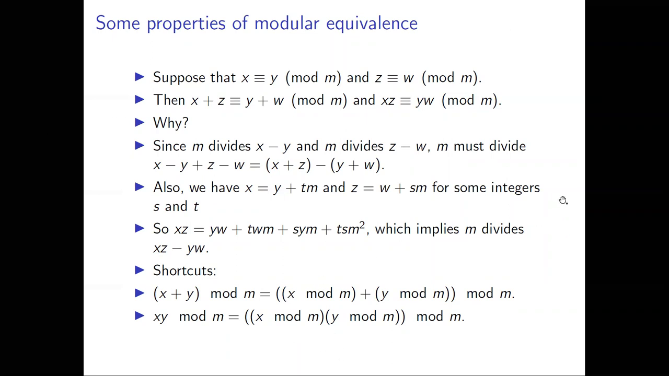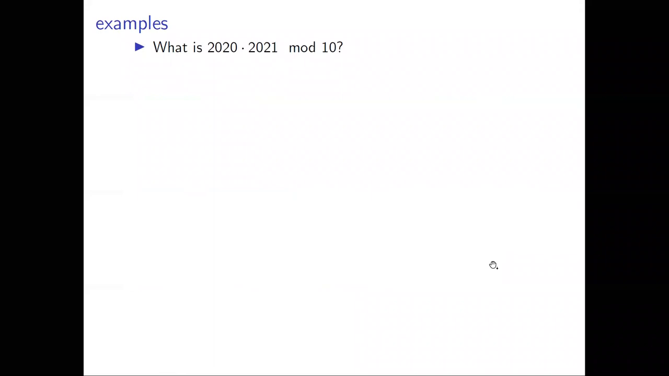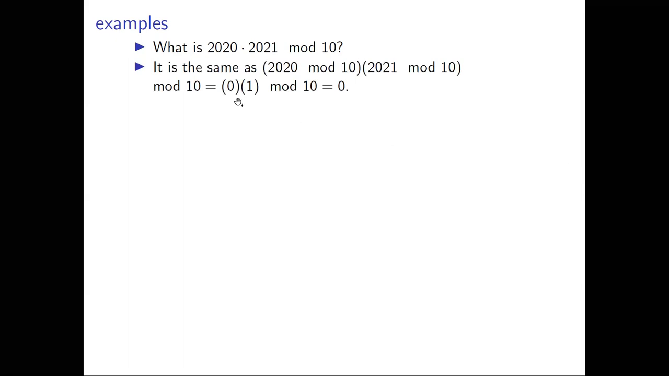And let's look at some examples. So here's one. What is the product 2020 times 2021 mod 10? So we'll just take each of the terms in the product and we will take them mod 10, and then we'll multiply what we get. So we'll do 2020 mod 10 times 2021 mod 10, and then take that mod 10. The 2020 mod 10, we saw that earlier, that was zero. And 2021 mod 10, since 2020 was zero, 2021 is going to be one. So we get zero times one mod 10. And this is just zero mod 10, so it's zero.